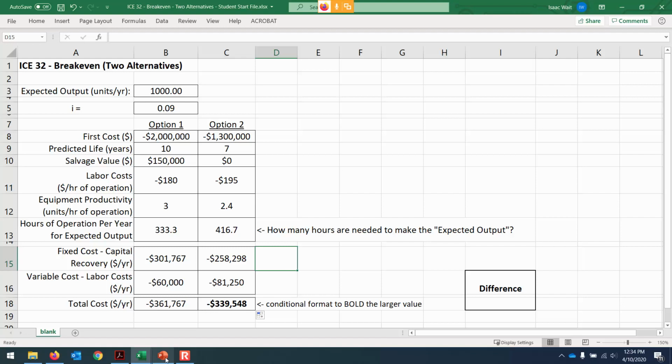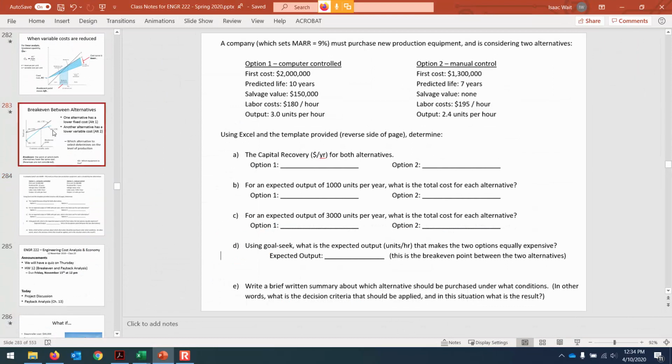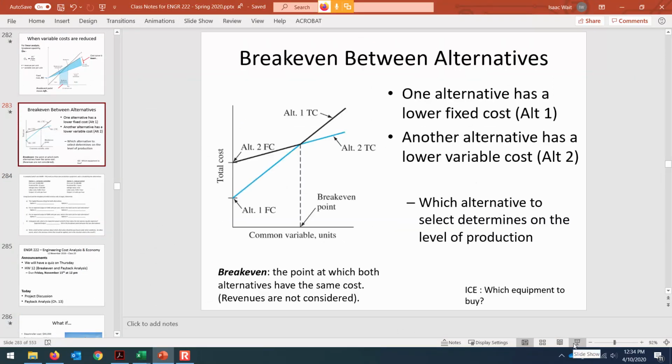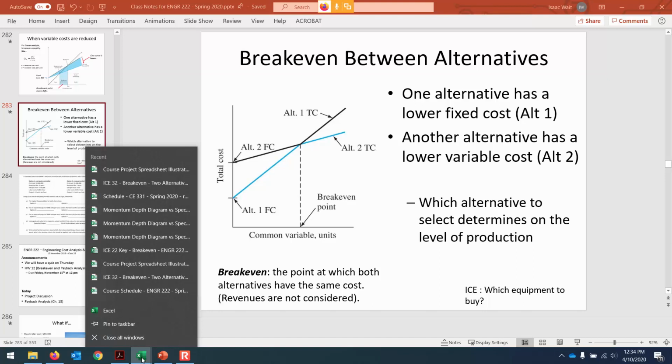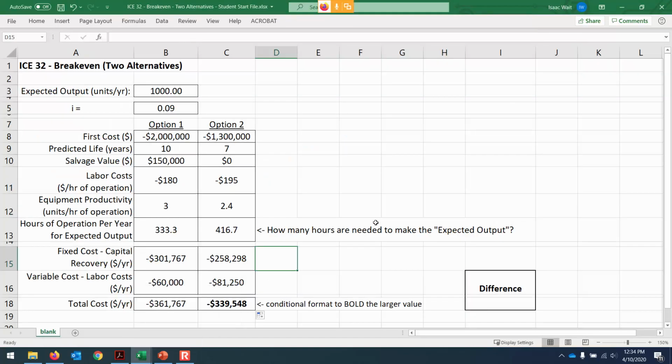So if we go back to this figure that I showed you earlier, this is an illustration of break-even between alternatives. We aren't making very many items, and so it's better to select the alternative that's less expensive up front, even if it has a higher unit cost of operation. And that describes option 2.